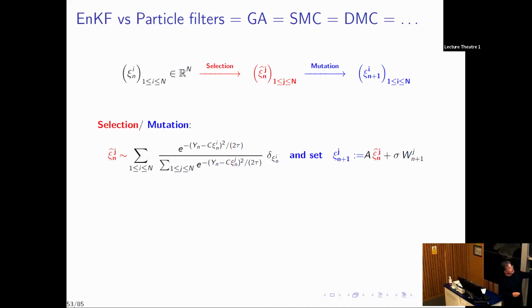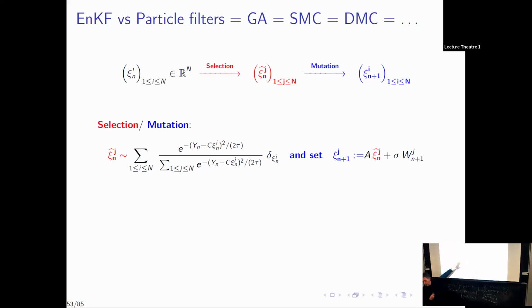So the selection is quite simple. You take the likelihood of the observation given the position. I'm talking about the linear Gaussian model. For the linear Gaussian model, the selection, or the resampling, or the bootstrap, is sampling according to this weighted measure, right? Then from these selected points, you sample noise to get the next prediction, right?